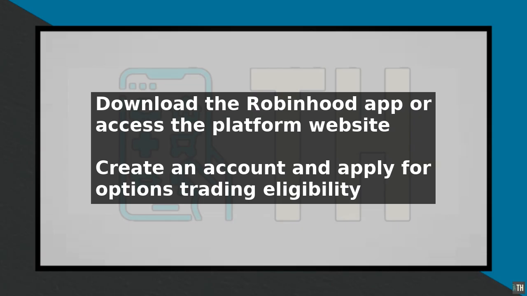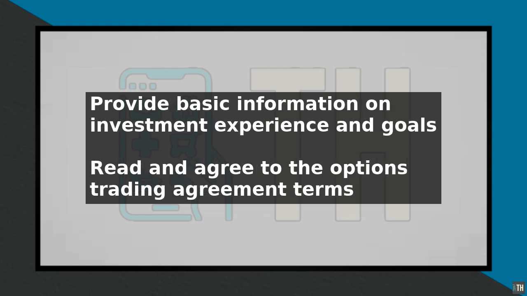First, navigate to the account settings section of the app or website and select the options trading application. You will then be asked to provide some basic information about your investment experience and goals. This information is used to determine your eligibility for options trading.